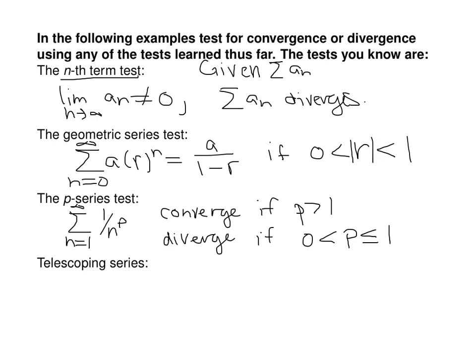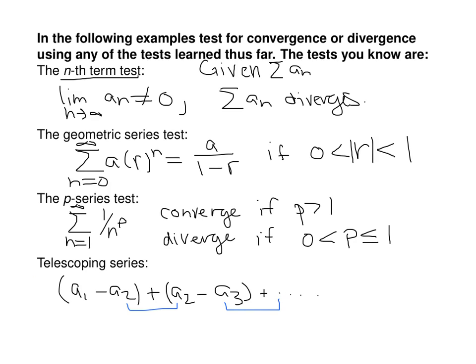Now, telescoping series are series of a form where certain terms start to cancel each other out. So it might be something like a1 minus a2. The next term would be a2 minus a3, etc. And you have successive terms, or sometimes semi-skipping terms, canceling each other out.